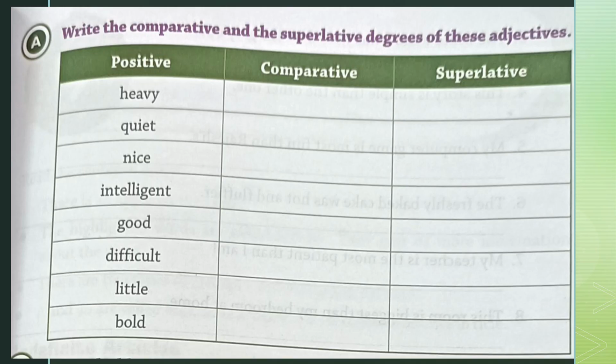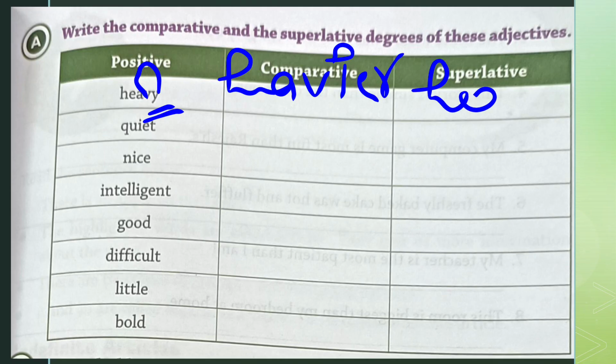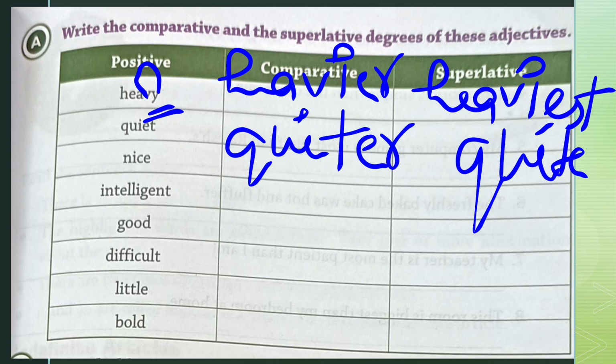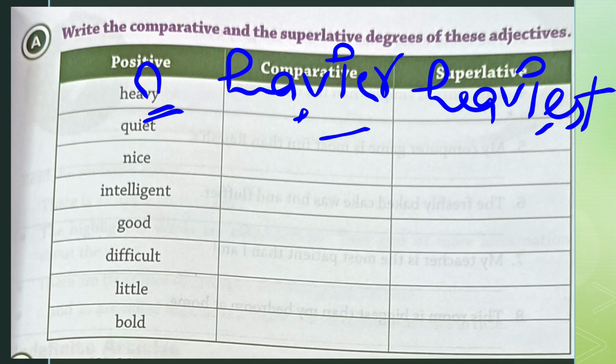Now write the comparative and superlative degrees of these adjectives. Very easy. Heavy, heavy will become heavier. Y will change into I, so it will be HEAVIER, heavier, and then HEAVIEST, heaviest. Now quiet, so it will be QUIETER, quieter, and then QUIETEST, quietest. Understood? Now look at the second one. Nice. NICER, nicer.